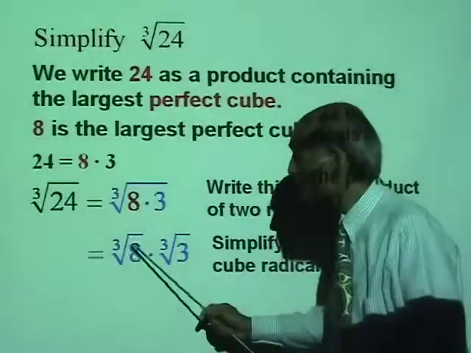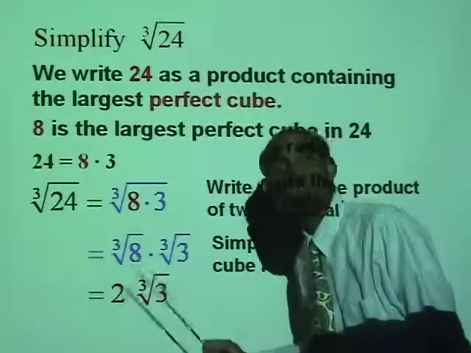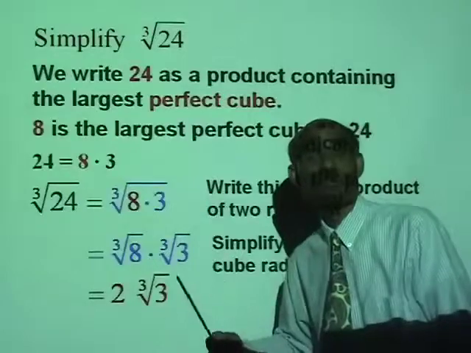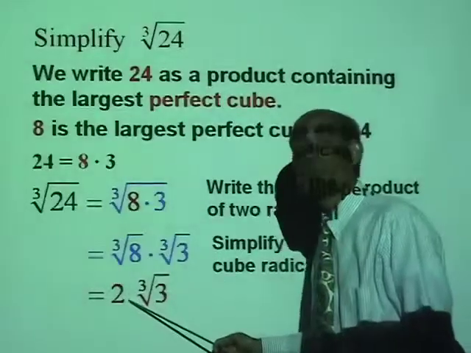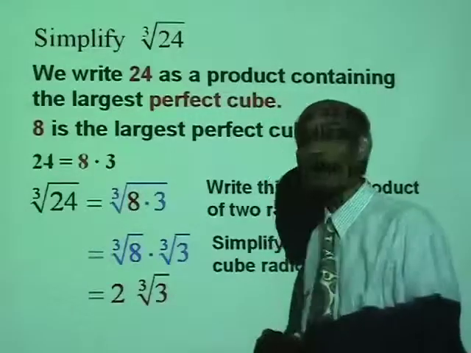You can simplify this. Cube root of 8 is 2, because 8 is 2 cube. Cube root of 2 cube is 2. So the answer is 2 times cube root of 3.